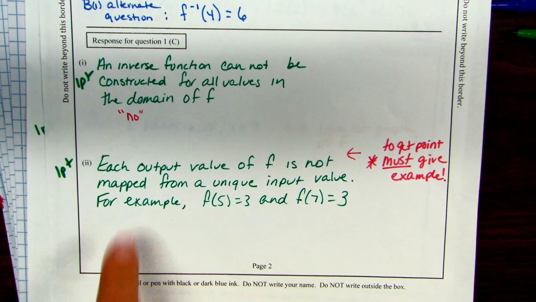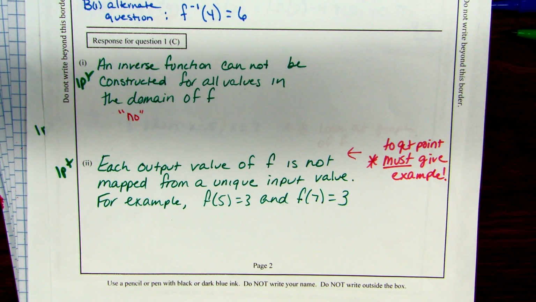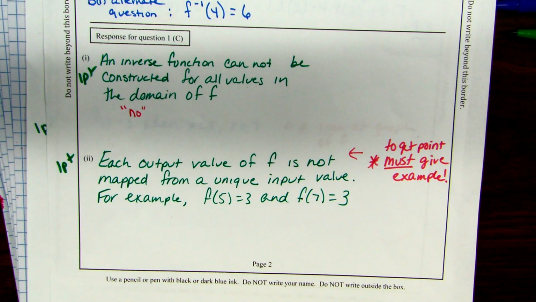Part 2 is this. Each output value of f, so we're talking about the function that you're looking at right now, what they gave us, is not mapped from a unique input value. And you have to give an example for the point. If you don't give an example, you don't get the point. So if the answer is no, you're going to say this reason and the why not. If the answer was yes, you would say each output value of f is mapped from a unique input value. And you won't have an example to give because there are no examples, they're all different.